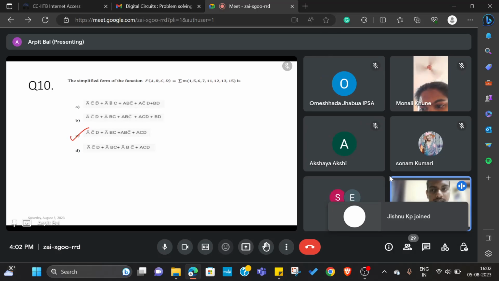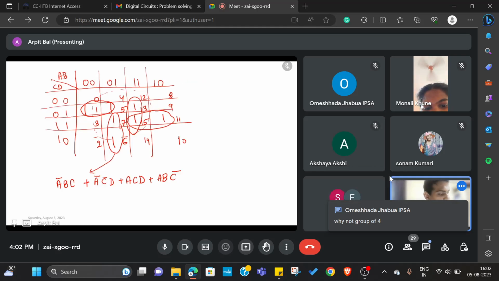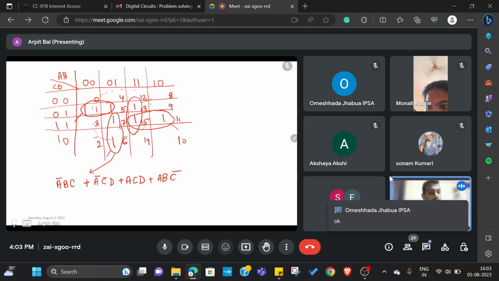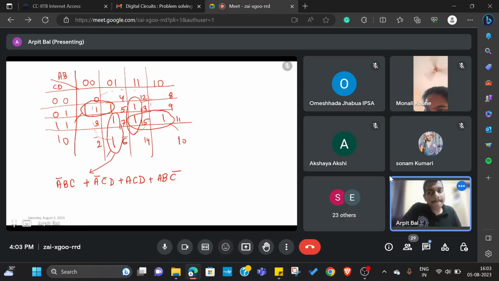And the session recording as well as the slides... why not group of 4? Yeah, sure, we can take group of 4 as well. As I explained, this particular inner circle, if you can see 5, 13, 7 and 15, it forms a group of 4. But this will be of no additional use to us because those ones are already covered by the other 4 circles, like this one, this one, this one, this one. It covers 5, 7, 13 and 15. So it will just add an extra term, but it won't give any additional information. I hope that clears the doubt.